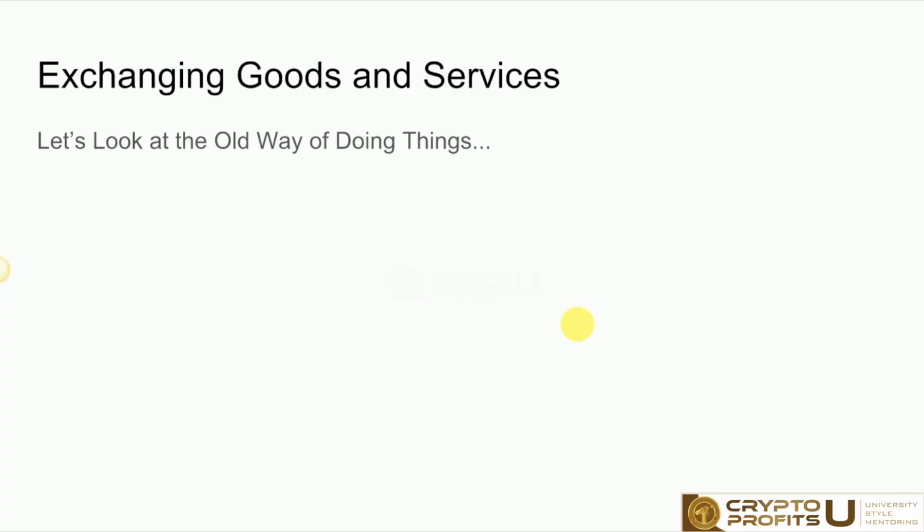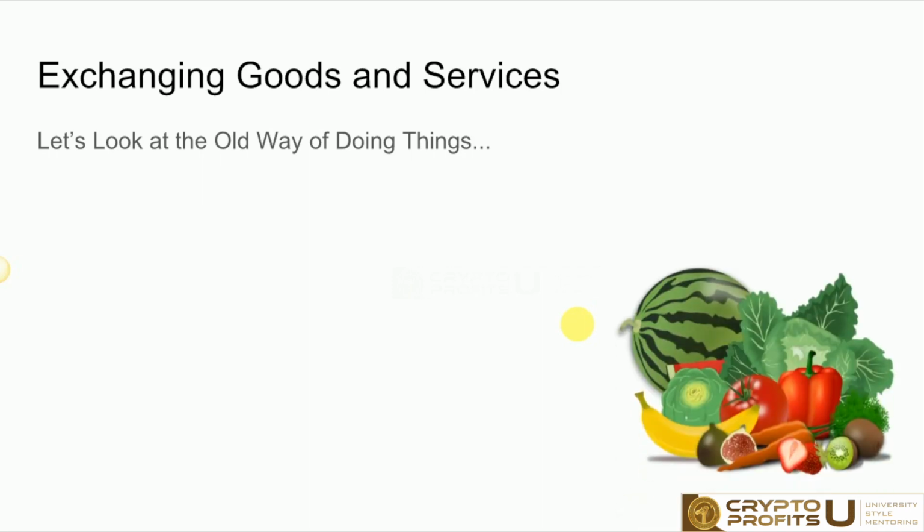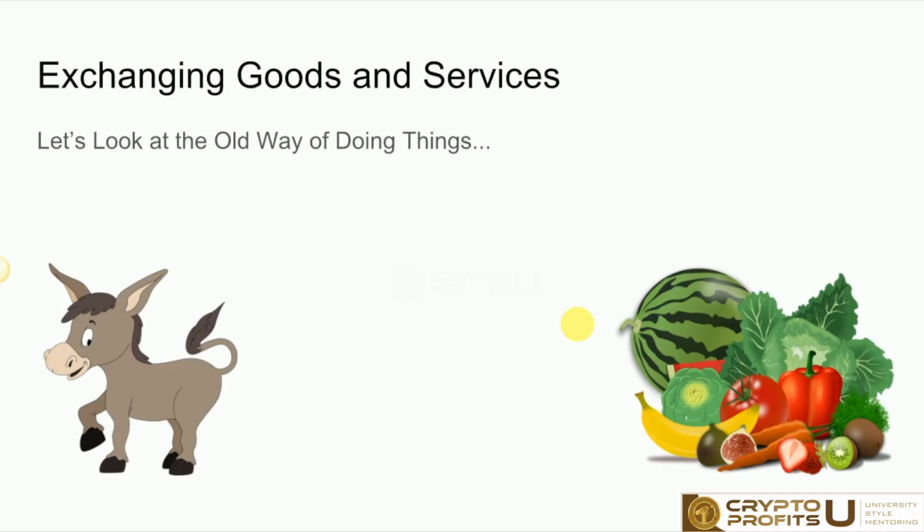The best way to explain currency is to look at the way we did things in the old days, just the exchanging of goods and services. So back in the day, let's have an example. Let's say there's a farmer who grows some food, they have some vegetables, and they want to purchase a donkey or a mule to help them do more things on their farm, more horsepower, essentially. So you have a farmer and you have a rancher.